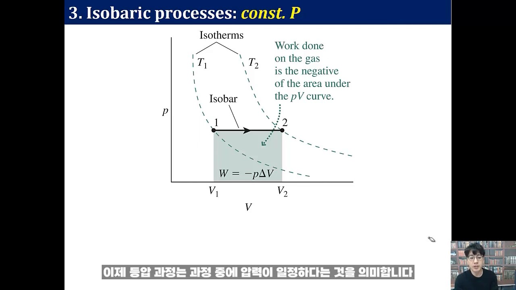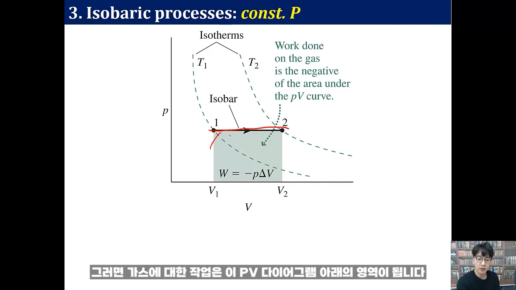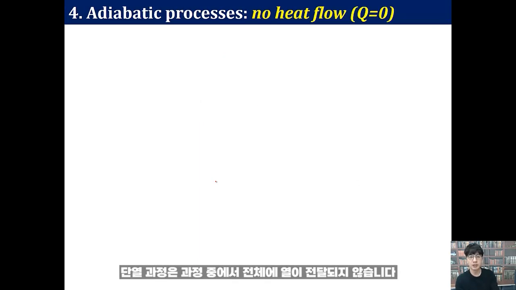Now isobaric processes, meaning during the process, pressure is constant. Then the work done on the gas would be the area underneath this PV diagram. Then the adiabatic process, meaning no heat transfer across the system.